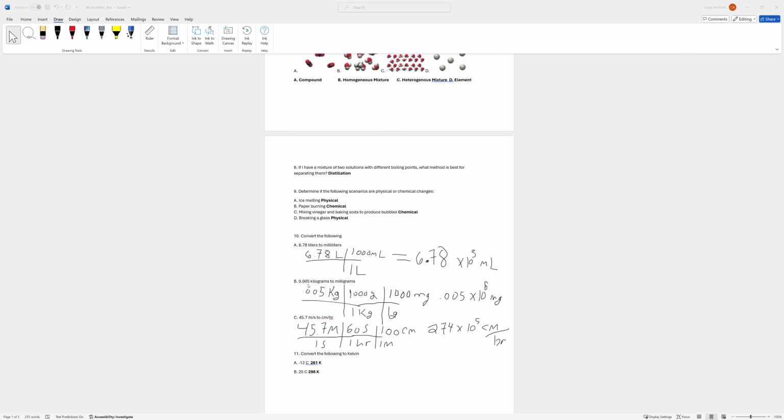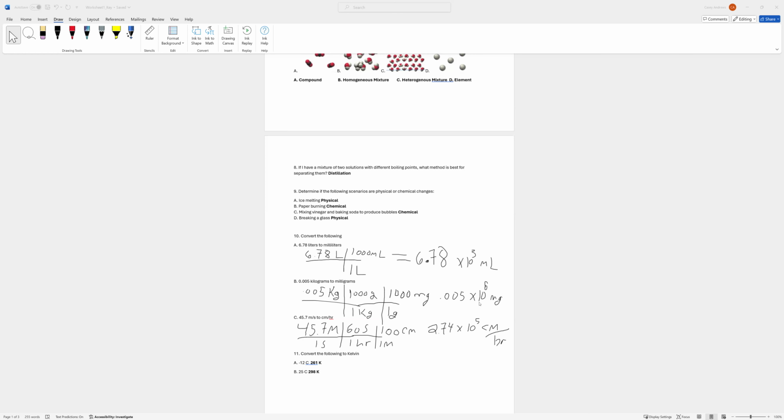So we are converting 0.005 kilograms to milligrams. Some of you might try to convert kilograms directly to milligrams, and you can for sure. But for me, I always like to go to the unit without any prefixes. So I will go from kilograms to grams and then grams to milligrams.